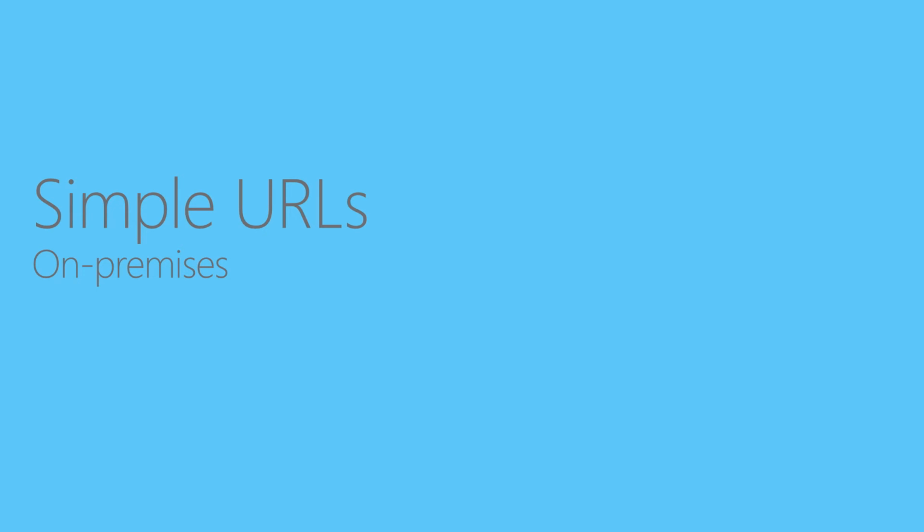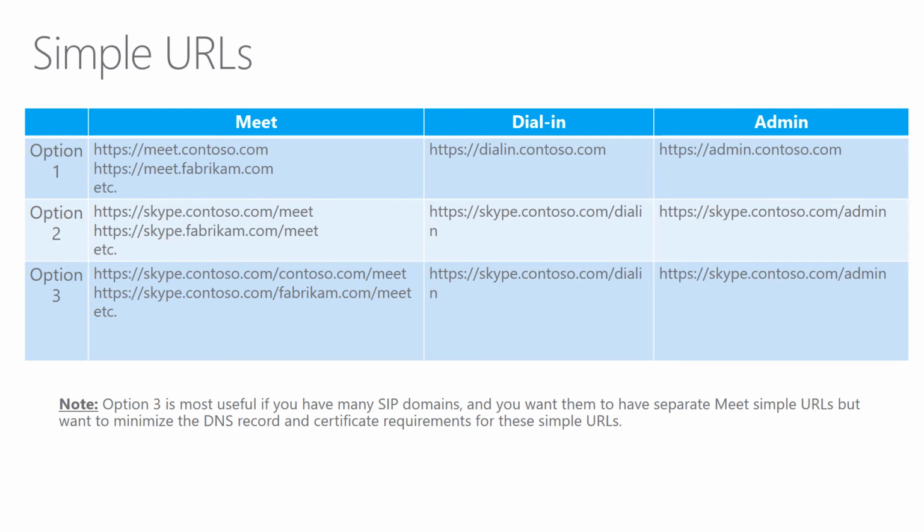Simple URLs on-premises. Simple URLs are used to publish web services in Skype for Business Server. There are three different types of simple URLs. There is the meeting join URL, there is the dial-in URL, which is used to publish information and settings related to dial-in conferencing, and the admin URL, which is used to publish information for connections to the Skype for Business control panel. There are three deployment options for simple URLs.